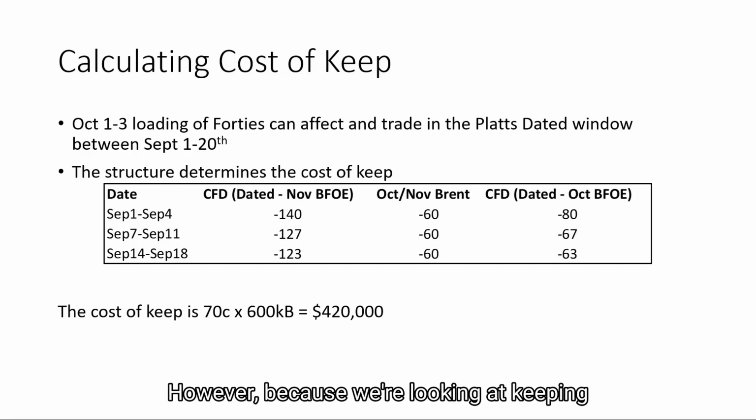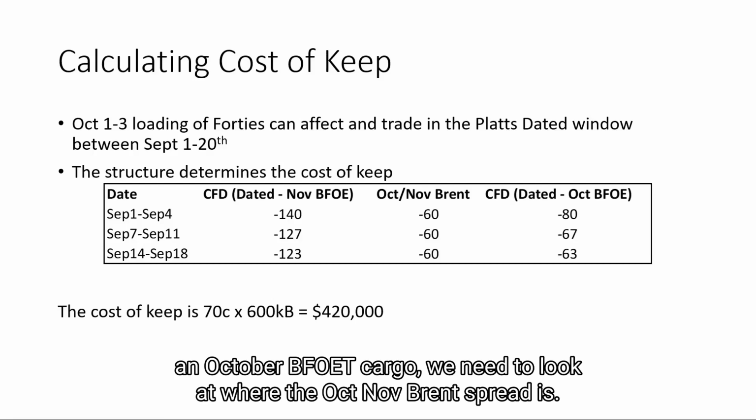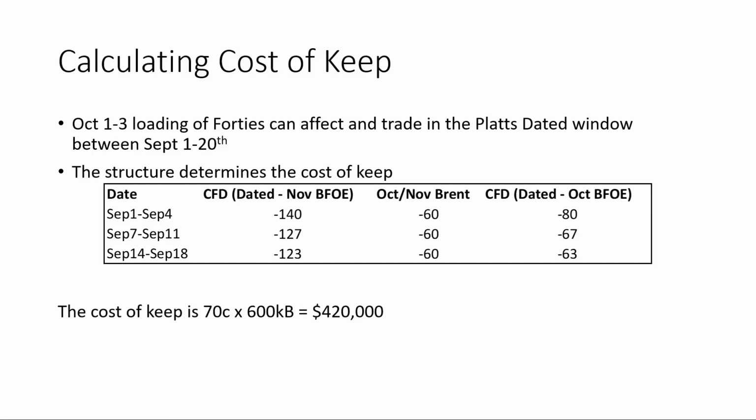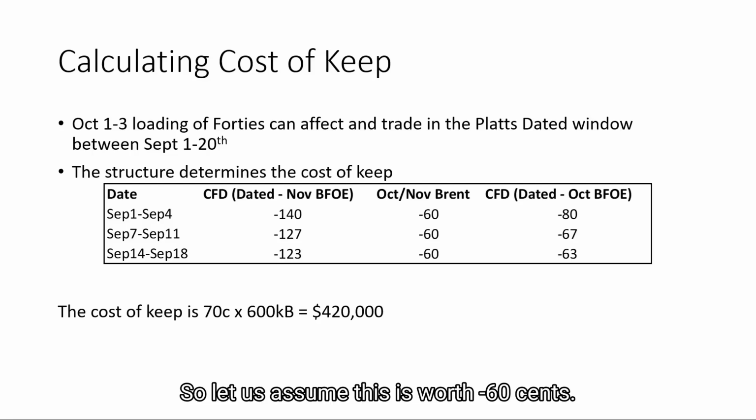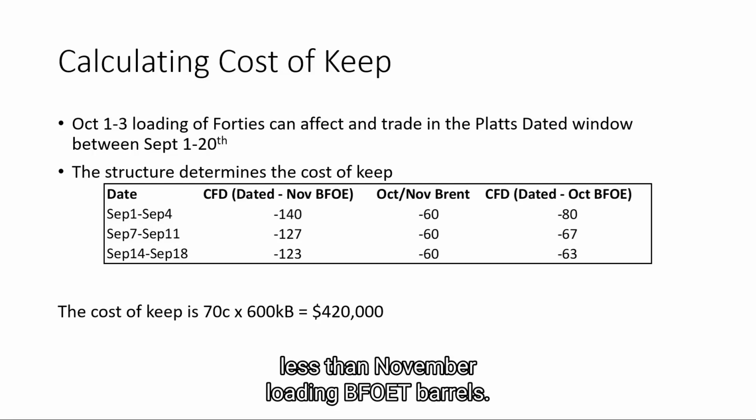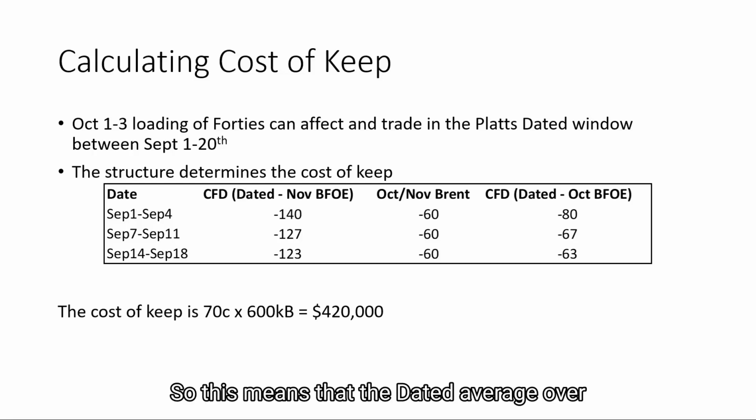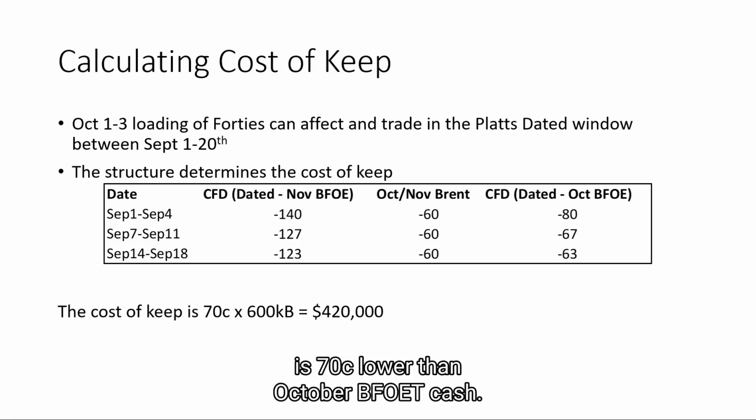However, because we're looking at keeping an Oct BFOET cargo, we need to look at where the Oct NOV Brent spread is. So let's assume this is worth 60 cents, i.e. October BFOET barrels are worth 60 cents less than November loading BFOET barrels. So this means that the dated average over those dates, over the 1st to the 20th of September, is 70 cents lower than October BFOET cash.